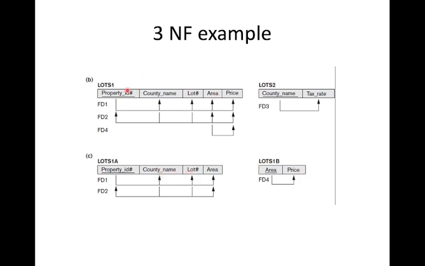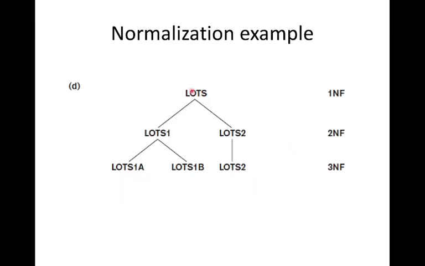So now we have split the lots 1 into lots 1a and lots 1b, and these three relations, lots 1a, 1b and lots 2, are now in third normal form. So this is what we have done. We started with lots, which was in first normal form. We split it into lots 1 and lots 2 to make it second normal form. Now lots 1 again we have split into lots 1a and lots 1b to make it third normal form. So now these three relations are in third normal form.